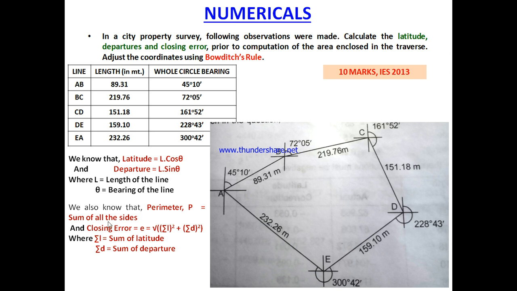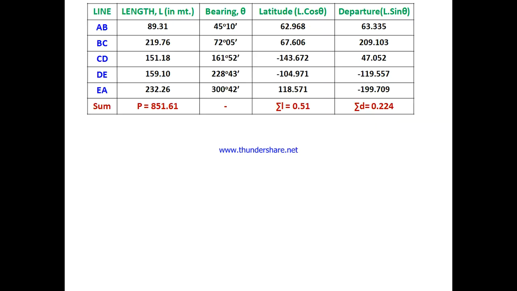Generally in the Bowditch rule we need to take only the algebraic sum, while if it is asked to solve the same numerical by the transit rule, then we need to take both the algebraic sum and the arithmetic sum. Please try to solve some numericals based on the Bowditch rule and transit rule, so that you can easily understand how to compute the values of the traverse after adjustment.